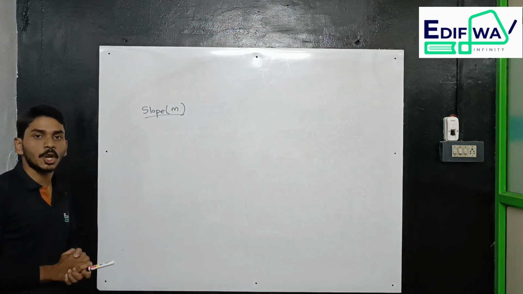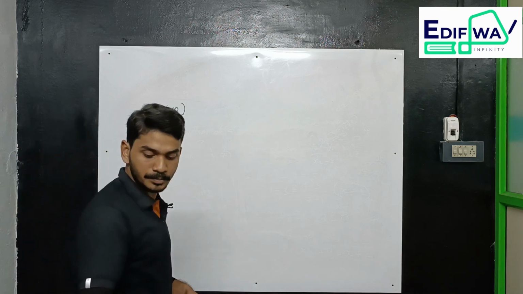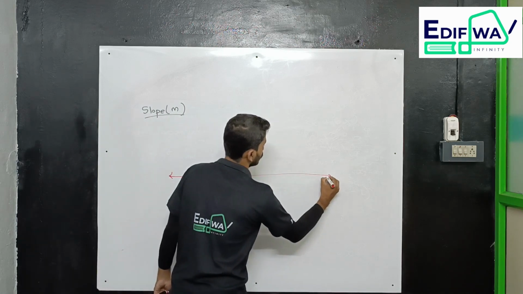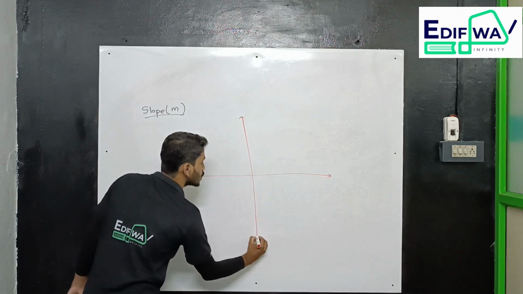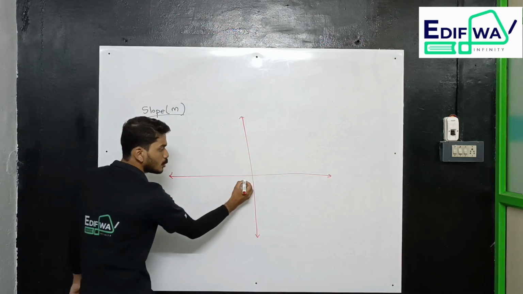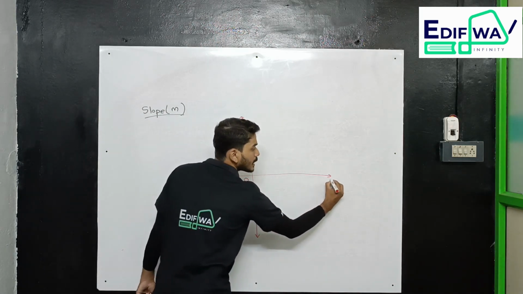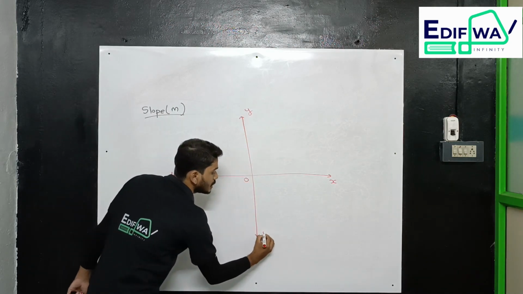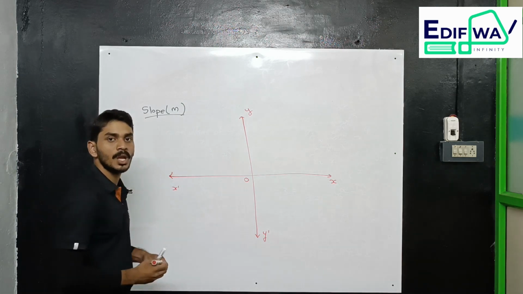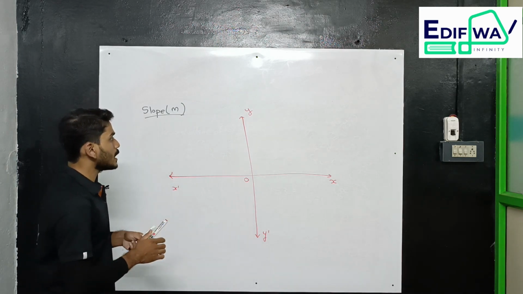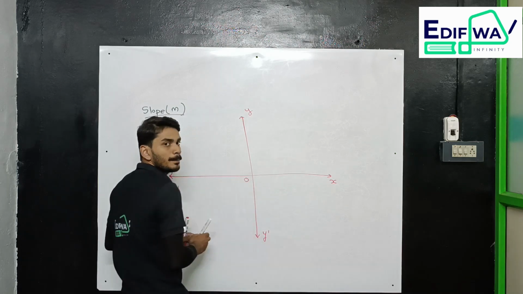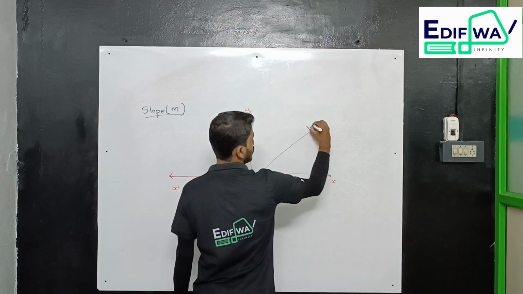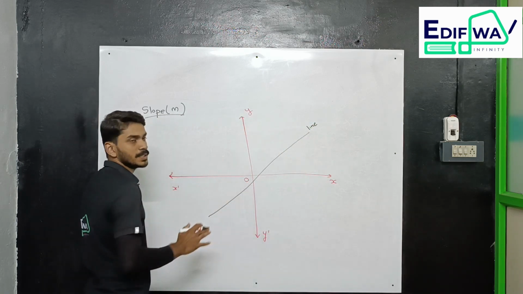In order to understand slope, let us draw the coordinate system. This is our Cartesian coordinate system, right? This will be your origin. This is x, this is x dash, here it is y, and here is y dash. Now let us consider a straight line that is passing through this plane.